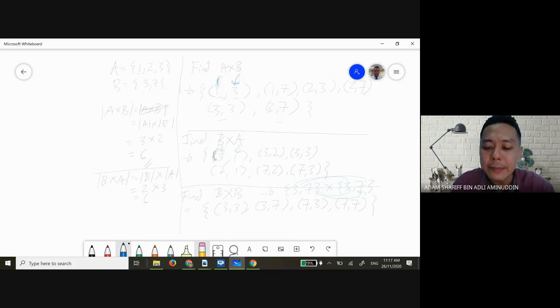Okay, take some time to digest the concept of Cartesian product. And I also like to repeat again, to ensure that your answer is correct, make sure the order A times B, kalau A times B, first element dalam ordered pairs is from A, the second one is from B, and vice versa. Kalau B times A, the first element in the ordered pairs is 3, datang daripada B, the second datang daripada A.